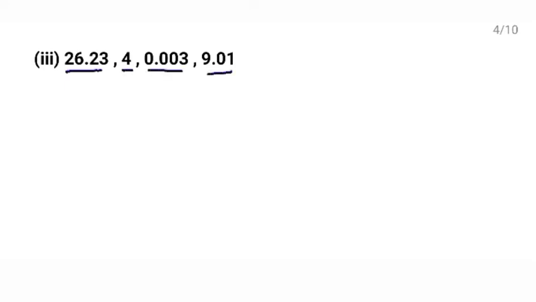Now the next part, we have 4 numbers. This is 26.23, then 4, then 0.003, then 9.01. Firstly count the decimal places. It means the digits after decimal. In first number we have 2 decimal places. In this we don't have, this is the whole number, so in this number we don't have any digit after decimal. In this number 3 digits after decimal. In this number 2 digits after decimal. So maximum number of digits after decimal are 3.